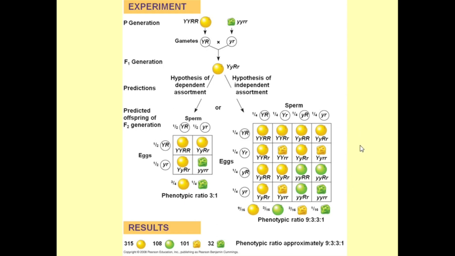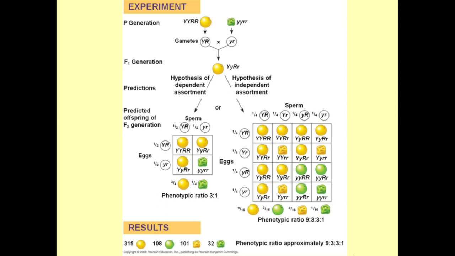This was his hypothesis of independent assortment, and what he actually found when he crossed these F1 heterozygotes was a phenotypic ratio of 9 to 3 to 3 to 1. So a much more complex phenotypic ratio: 9 yellow round, 3 green round, 3 yellow wrinkled, and 1 green wrinkled. Okay, so we can now see just from this that Mendel's law of independent assortment is actually correct. So this is the hypothesis that was accepted, the hypothesis of independent assortment, because we're not always getting yellow round and green wrinkled.